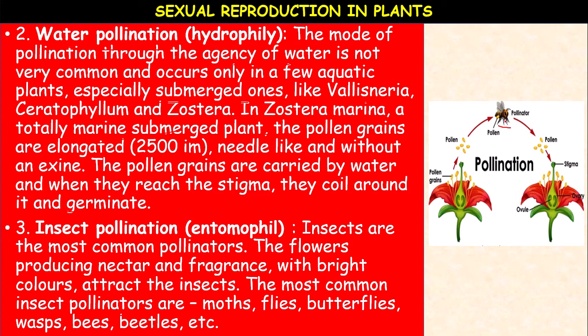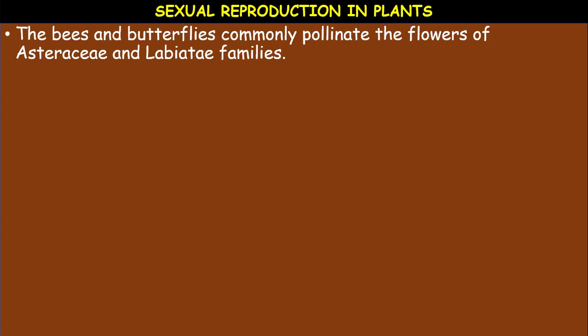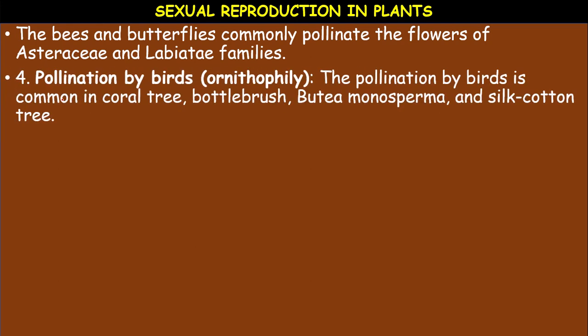As soon as the insects reach the bottom, where the nectar is present, then while they are coming out, their body touches the anthers and the pollen grains stick to the body. When they reach another flower, the stigma receives the pollen grains. Next, bees and butterflies commonly pollinate the flowers of Asteraceae and Labiatae, means the sunflower and chrysanthemum plants.